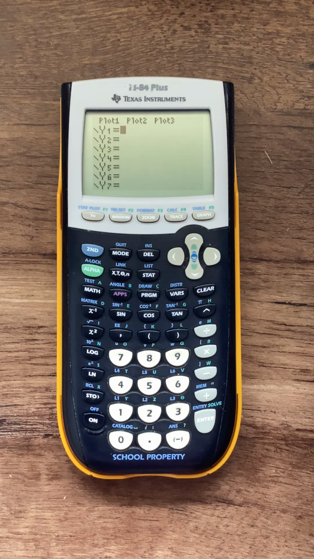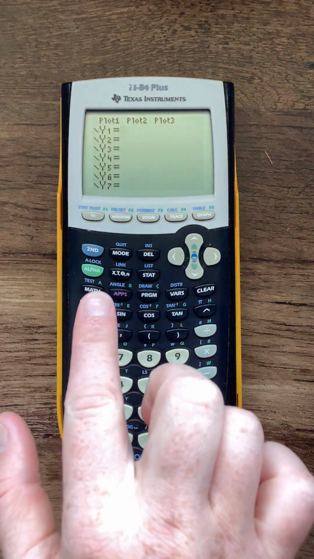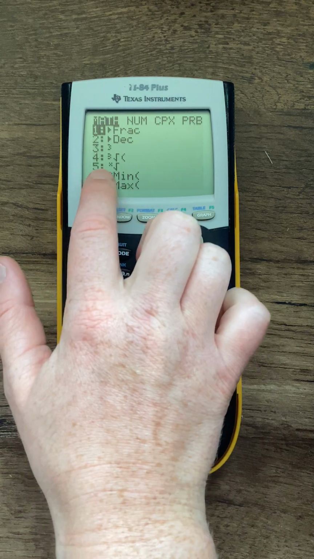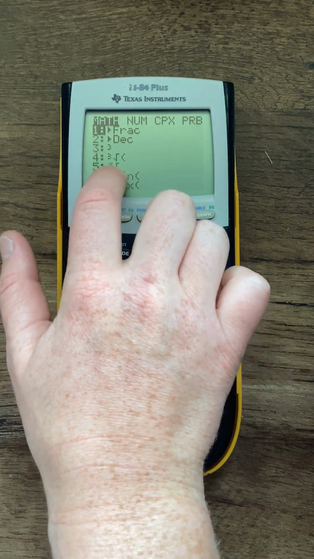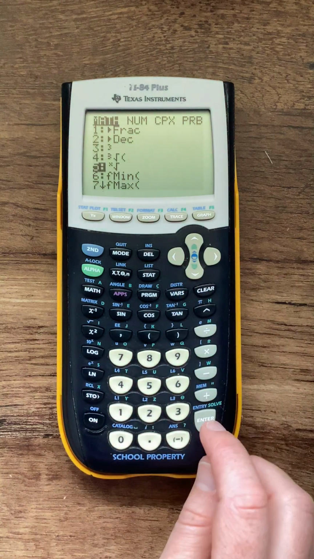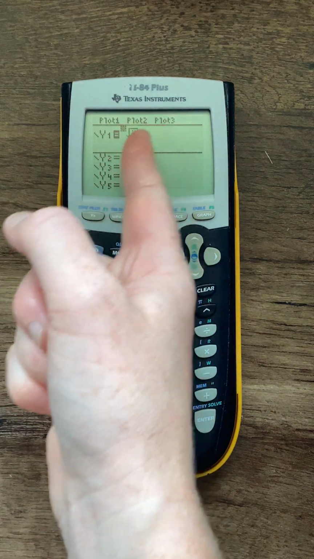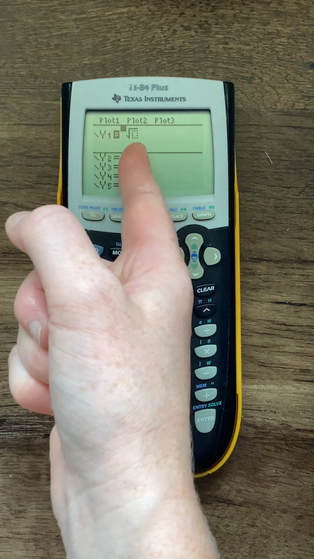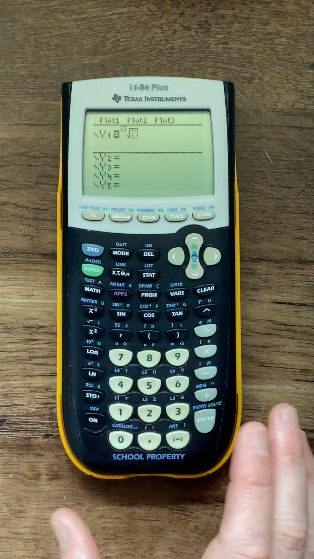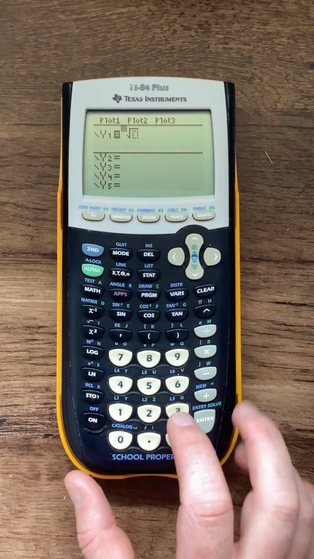But the way you put a root into a calculator, you use that math button again. So you hit math, and then you'll notice here number 5 is x and then a little root symbol. So we go down to number 5 and hit enter. That gives us the form that you're used to seeing for roots. We have the index here and then the radicand here. So let's say we wanted to do the cube root of x. So our index is 3.